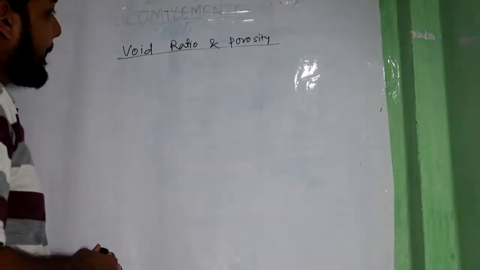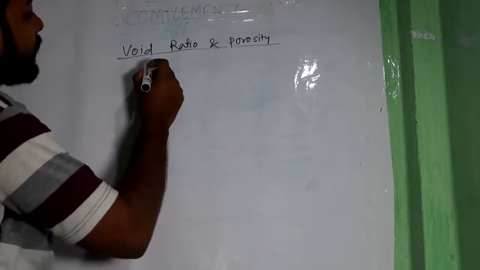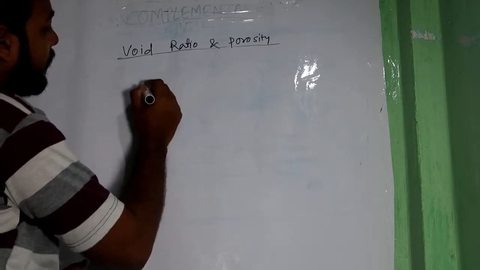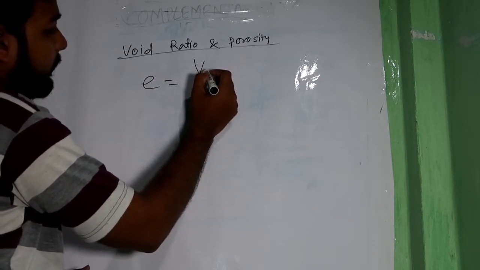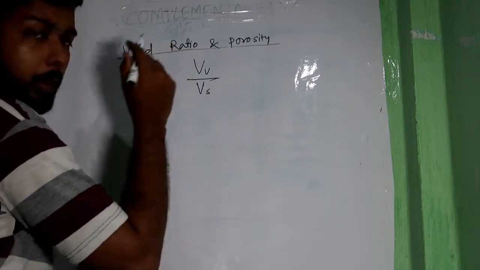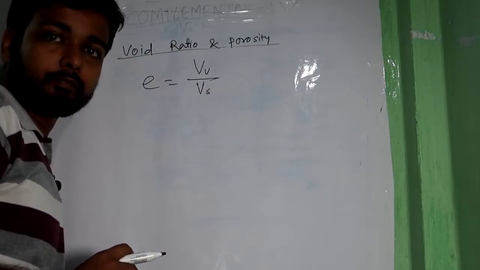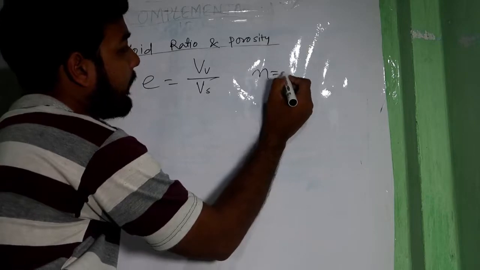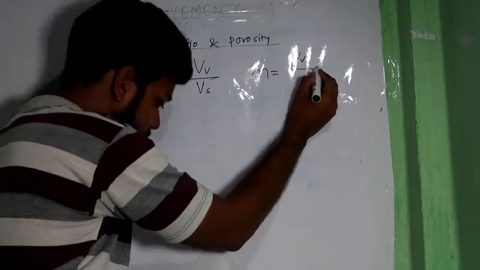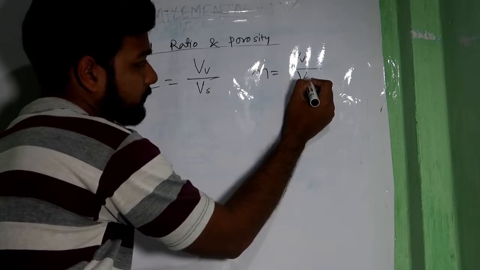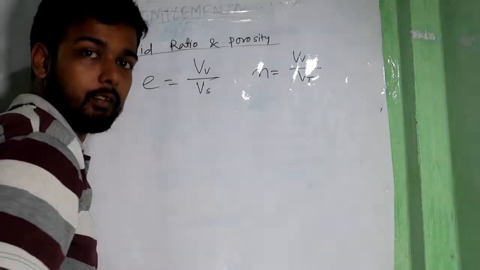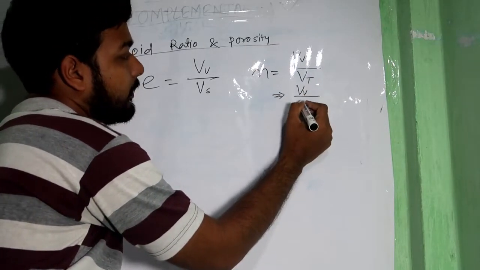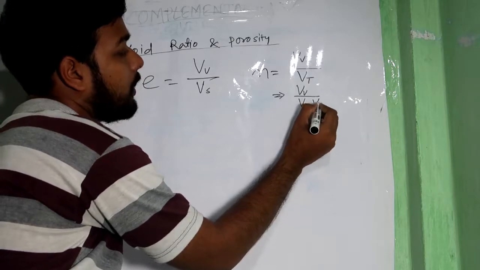Look, void ratio, e, means volume of void by volume of solid. Okay. In porosity, it is volume of void by volume of what? Total. Or you can say volume of void by volume of void plus volume of solid.